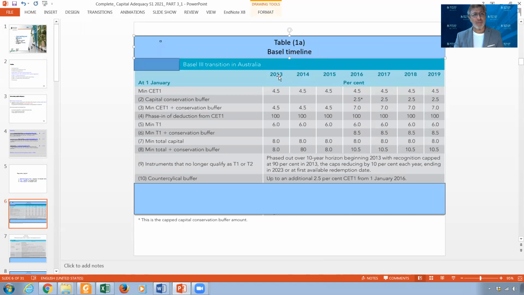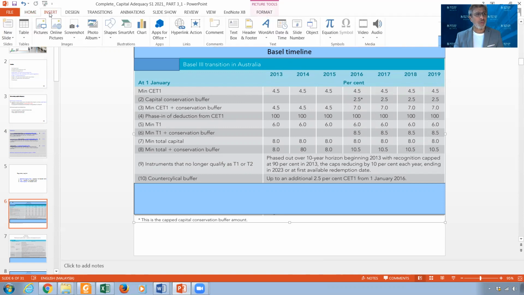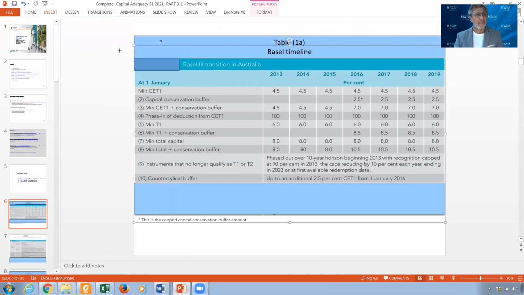Now in the Basel timeline, you can see 2013, 14, 15, 16, 17, and it tells you this is the common equity, the common equity tier 1, and this is tier 1, and this is the total capital. So we have common equity from 2013 to 2014 to 2015, and it was only 4.5%.